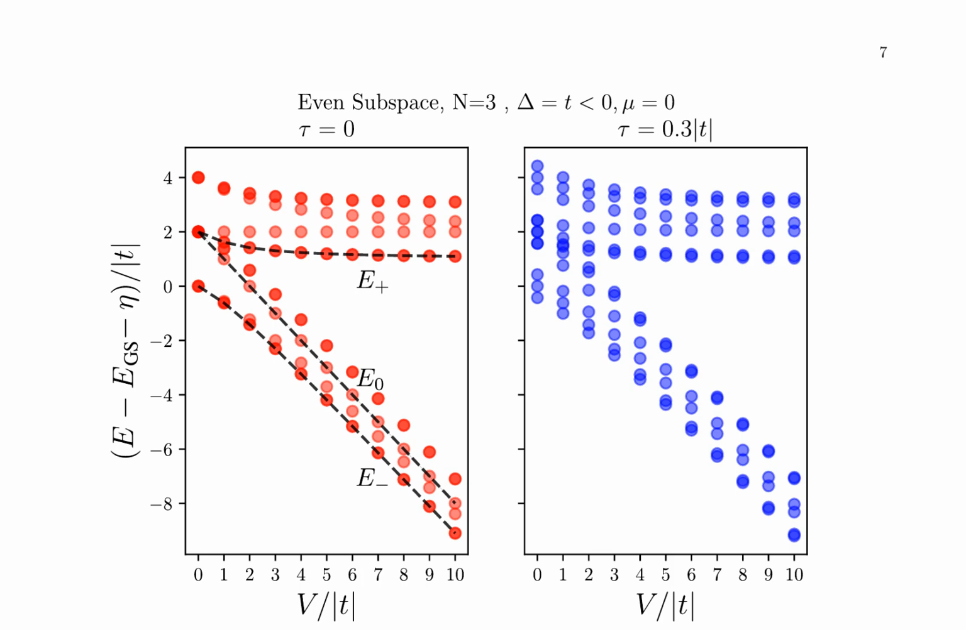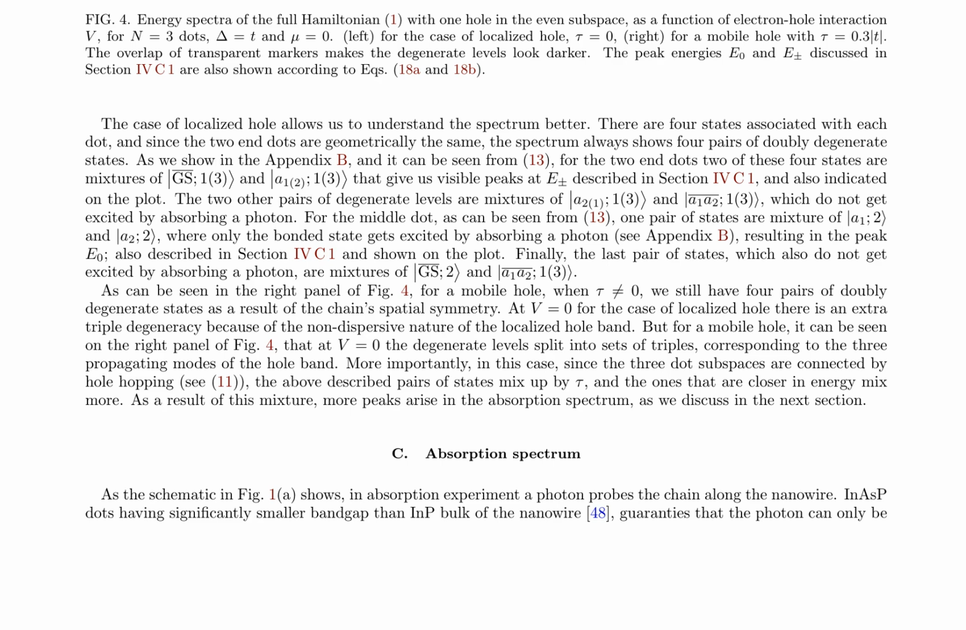This figure compares the cases of localized and mobile holes. For a localized hole, there are 4 states associated with each dot, resulting in 4 pairs of doubly degenerate states, evident from the peaks at E0 and E plus or minus, where E0 corresponds to the middle dot's excited state and E plus or minus are the transitions involving the end dots.